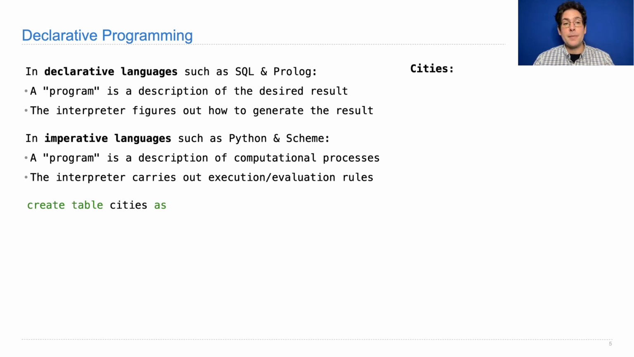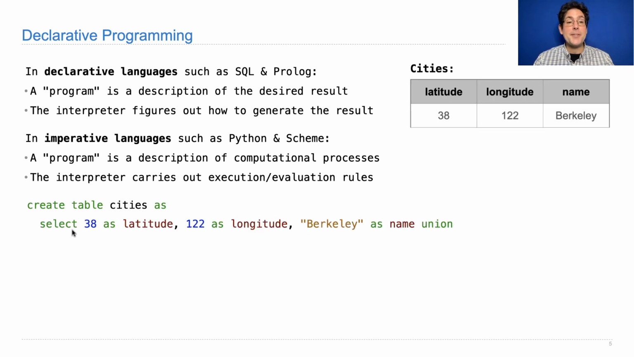The interesting part of SQL is what happens when you already have some tables and you want to compute some novel results. Okay, so if I want to create a new table from scratch, I can use the create table statement, which gives the table a name, cities, and then I can write select and some constants. Here, 38 is going to be one of the values in one of the columns. As tells you the name for that column, and the commas separate different columns.